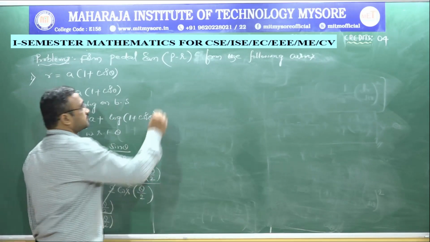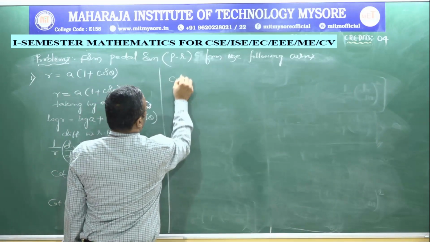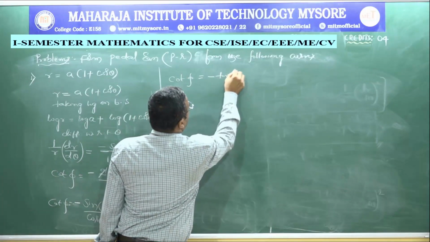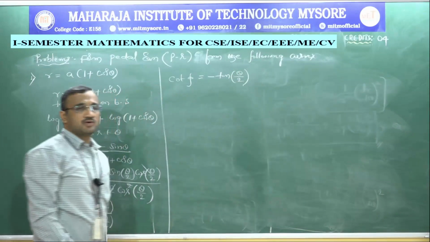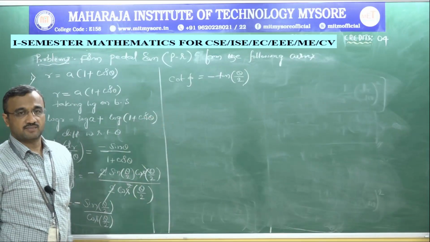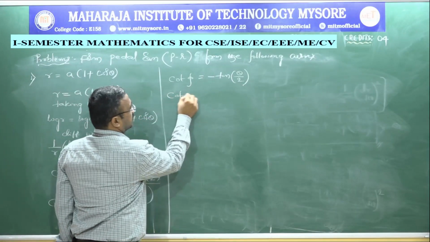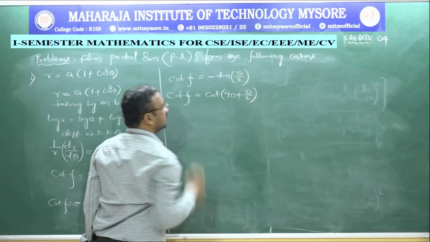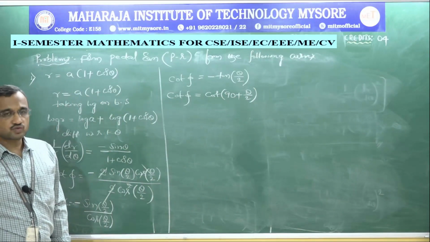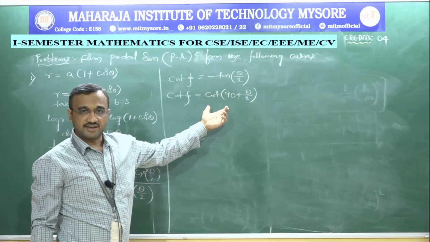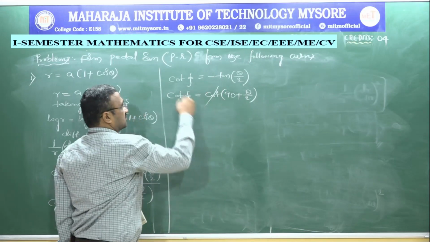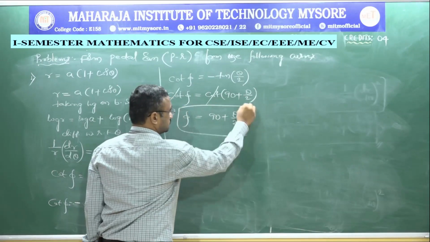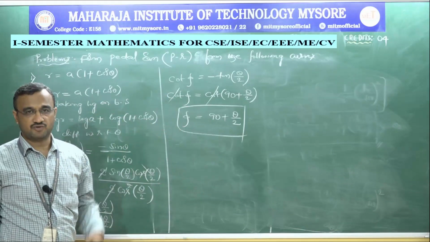So we know that cot phi should be equal to minus tan theta by 2. Now I am going to convert the tan in terms of cot by using allied angles. Cot phi should be equal to, can I write this in this form, 90 plus theta by 2. It's the second quadrant, where only sine is positive and the other functions are negative. So write cot of 90 plus theta by 2. Now cancelling, phi is 90 plus theta by 2. Now we get the angle phi, so directly we get the value of phi.